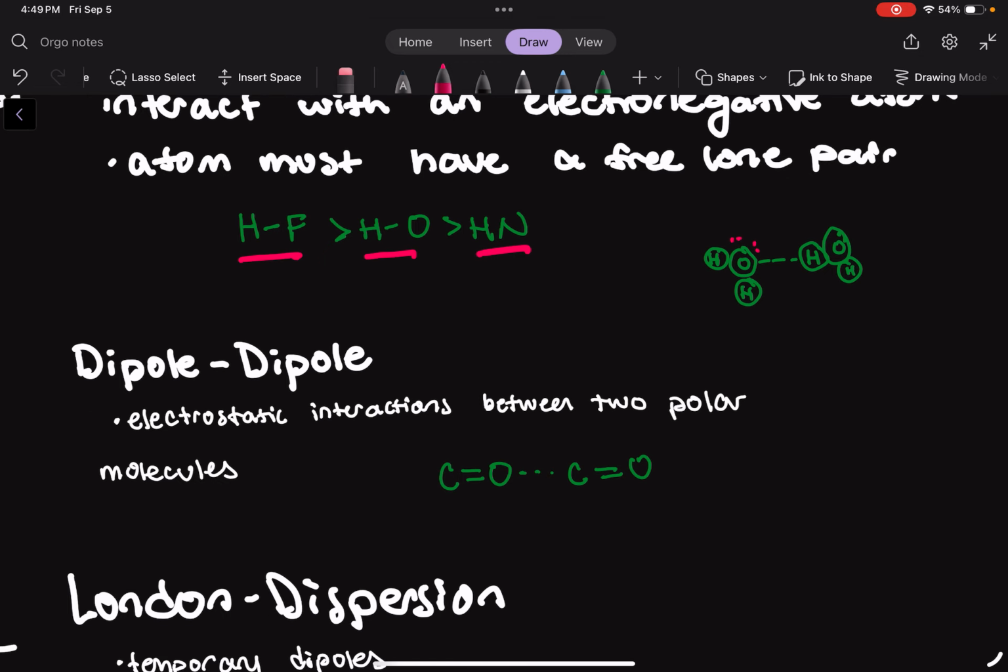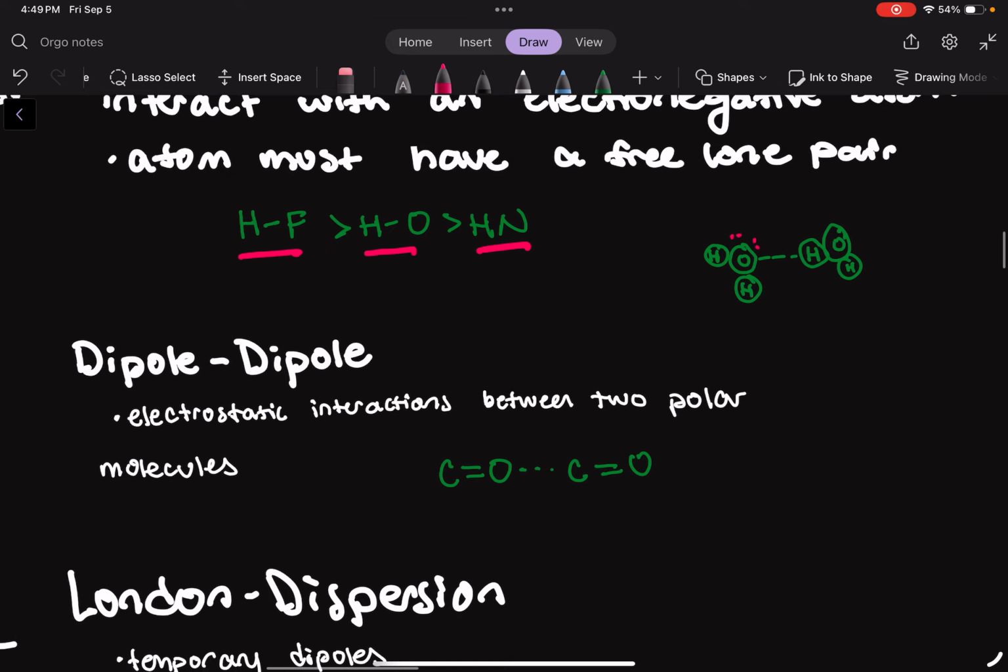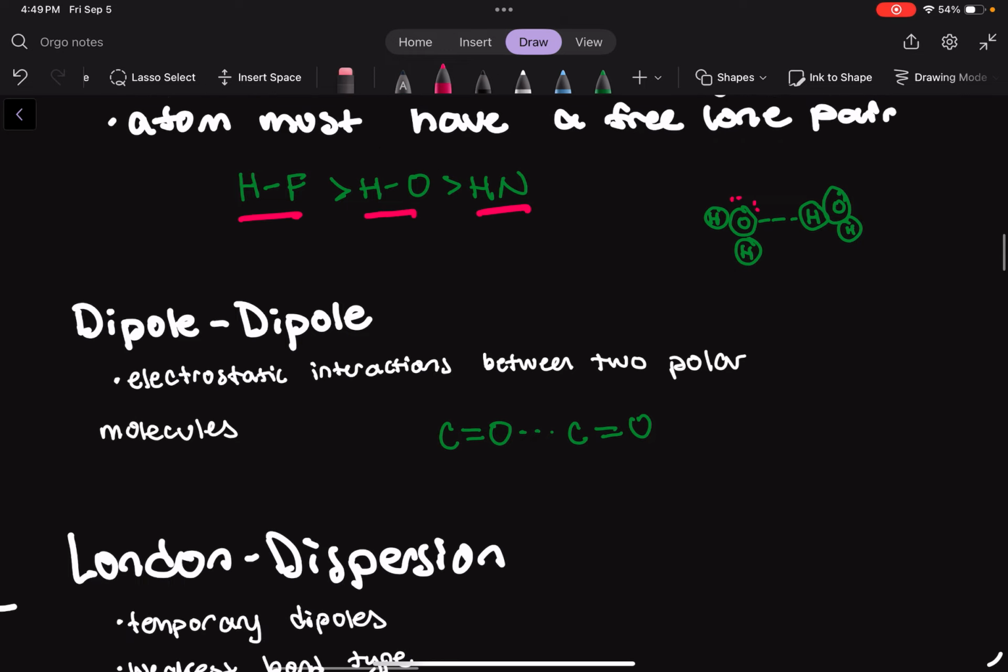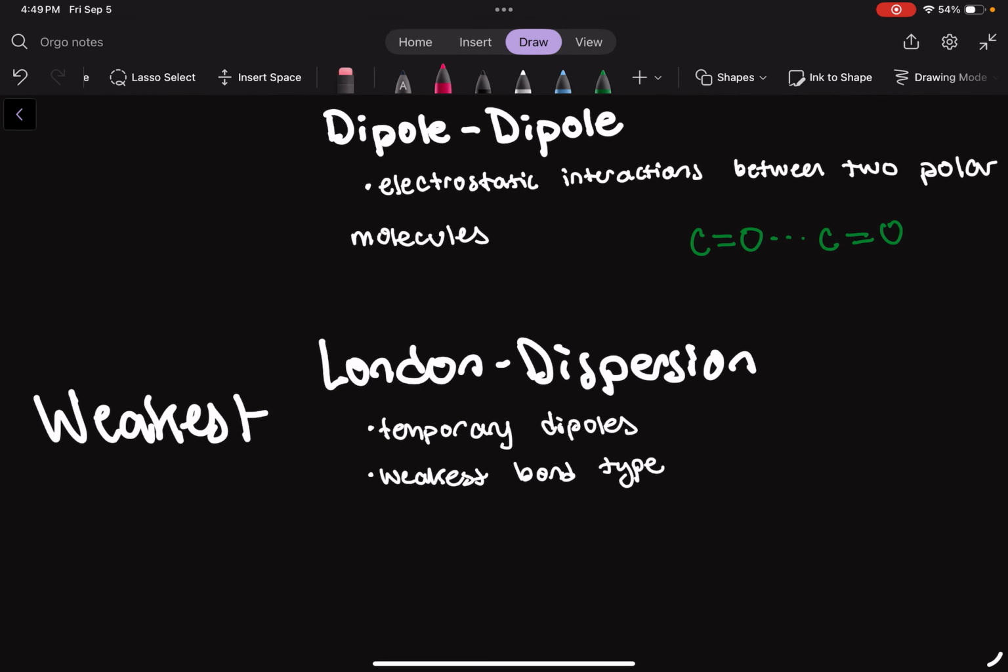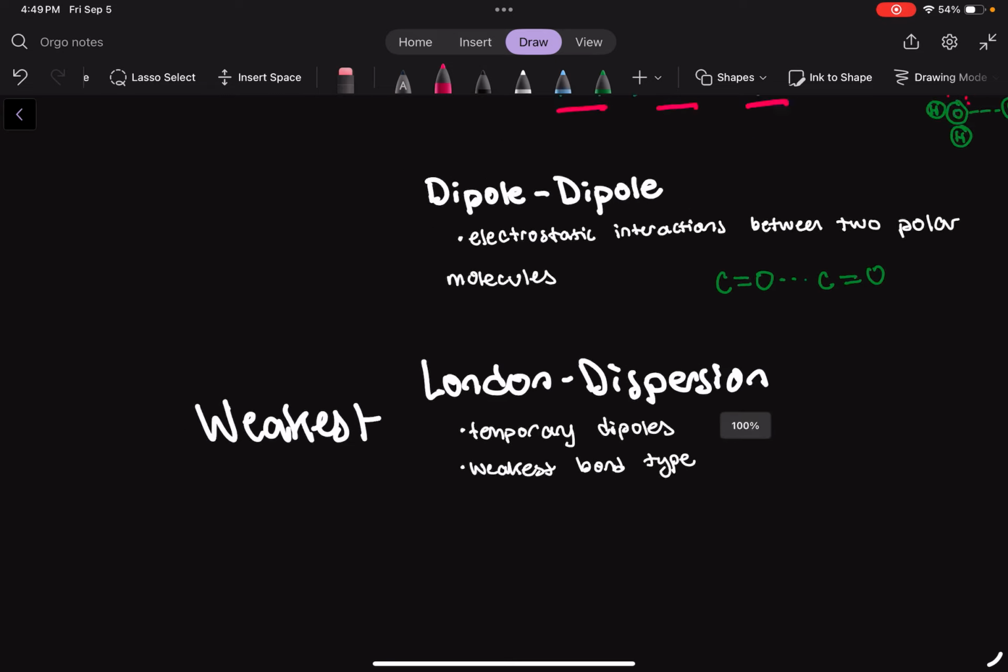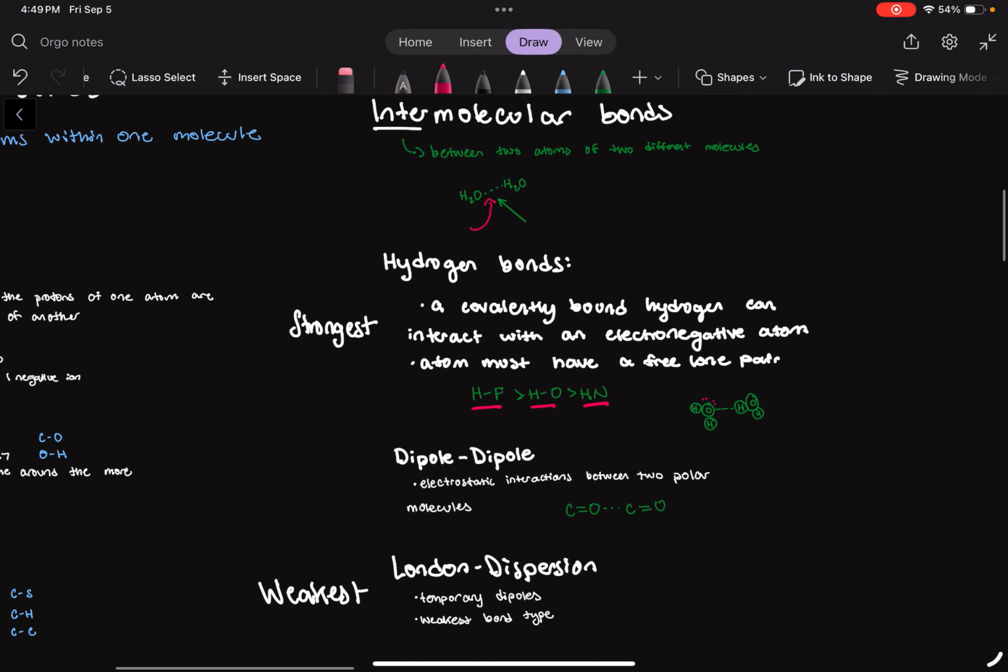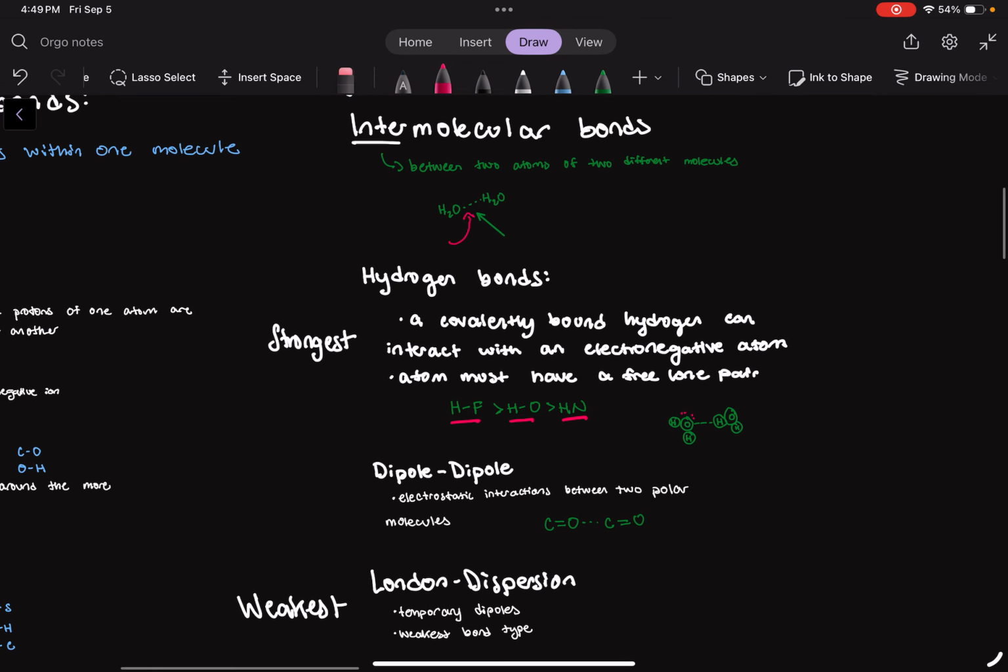So these are, again, electrostatic forces between two different polar molecules. And this one, it's weaker than a hydrogen bond, but it's not as weak as London dispersion forces. And these are going to be our weakest type of interaction, where they're forming temporary dipoles with another molecule. So this really bleeds into boiling point a lot because the stronger the intermolecular bond type is, the higher the boiling point is going to be. And this makes sense because the more tightly bound it is to the other molecules, the harder it's going to be to break those bonds.